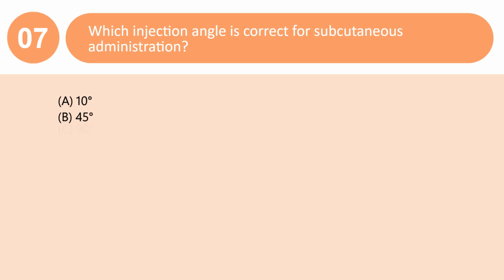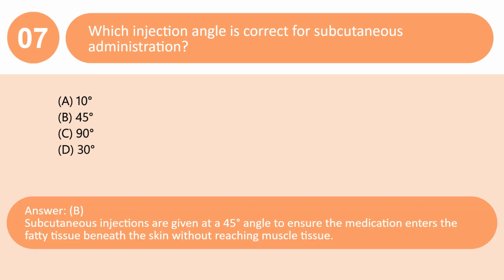Which injection angle is correct for subcutaneous administration? A. 10 degrees. B. 45 degrees. C. 90 degrees. D. 30 degrees. Answer: B. Subcutaneous injections are given at a 45 degree angle to ensure the medication enters the fatty tissue beneath the skin without reaching muscle tissue.